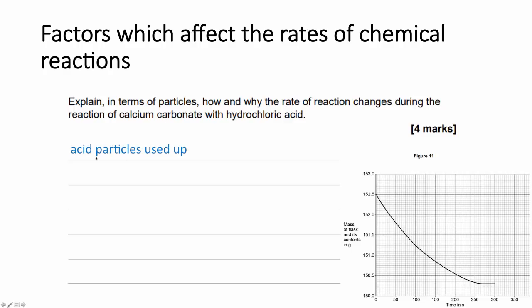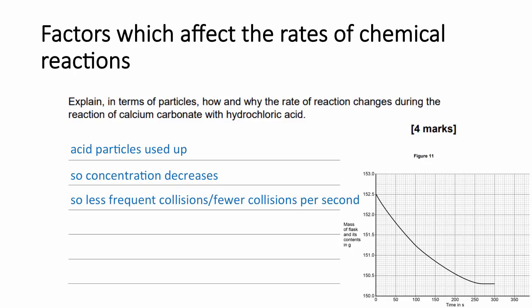So the first thing to say is that at the beginning we have lots of acid and lots of calcium carbonate. But as the reaction proceeds, both the calcium carbonate and the acid are used up. And as a consequence, the concentration of the acid decreases, and therefore there are fewer collisions per second, and therefore the rate decreases or slows down until it eventually stops.